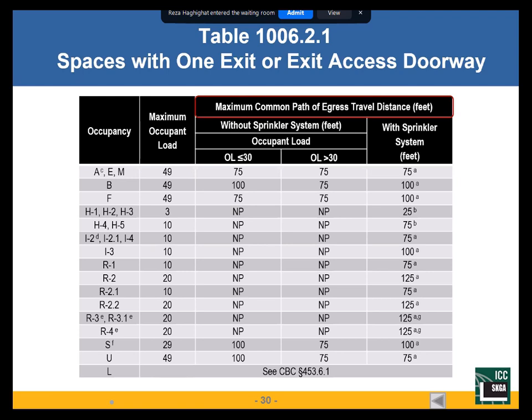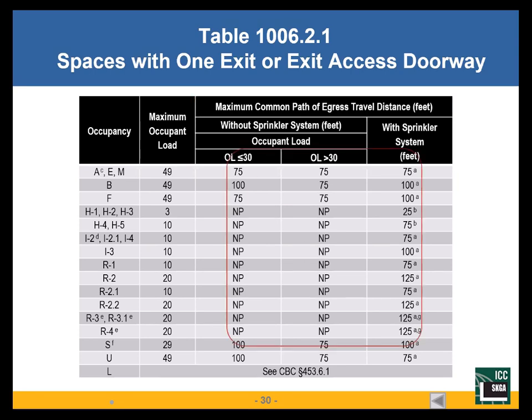Common path of egress travel means how far do we all go, how far do we all travel before we have a choice of 2 directions, before we can choose, I'm going to go that way or I'm going to go that way. But in a room with only 1 exit, everyone has to go through that door. That's our common path of travel. If I get into a corridor with exits at each end, as soon as I enter that corridor, I've got a choice.